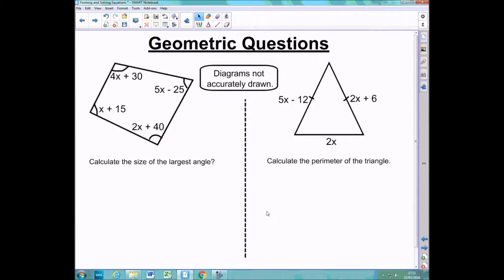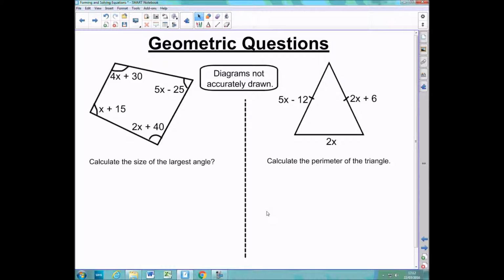The next type of question they could ask you to form an equation from are questions based on geometric properties. This could be to do with angles in shapes, or it could be to do with lengths and perimeters. I'm going to ask you to pause the video and see if you can form some equations using these geometric properties. Here's a little hint. On the left, think about what all of the angles in a 4-sided shape equal. That might help you to form an equation.